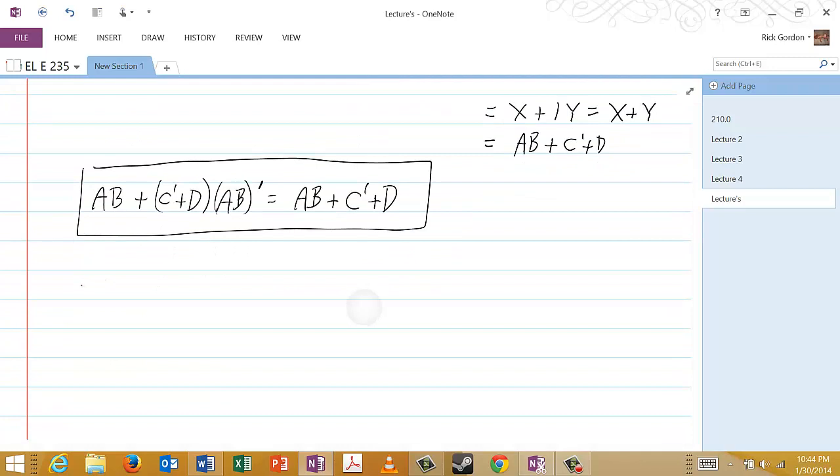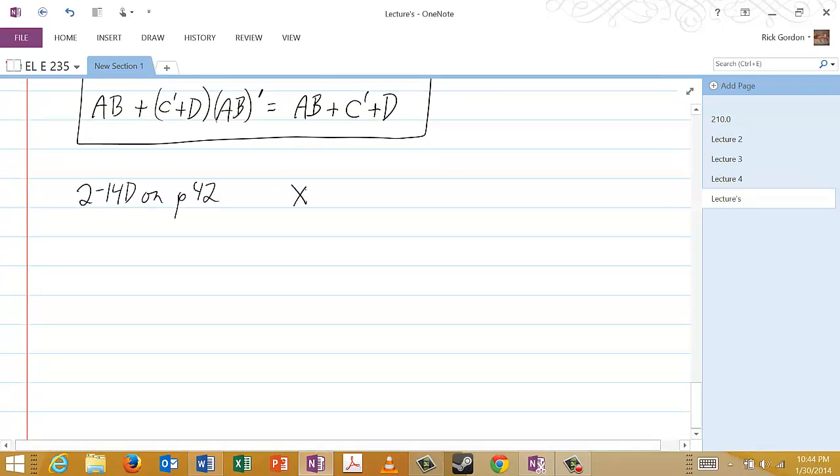Theorem 2.14D on page 42 says the following. It says xy or xy complement or y is equal to x or y. And so let's see how we might use truth tables to prove this.